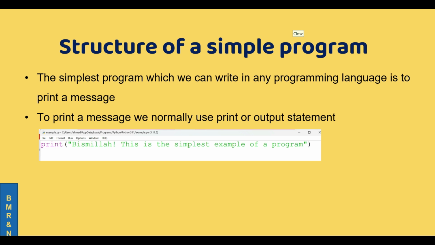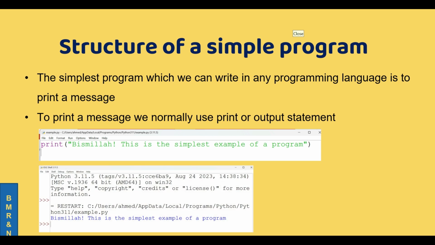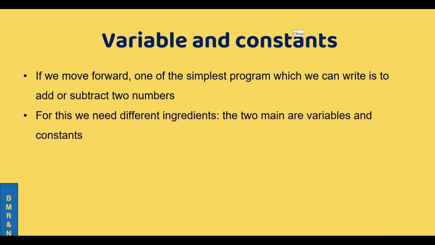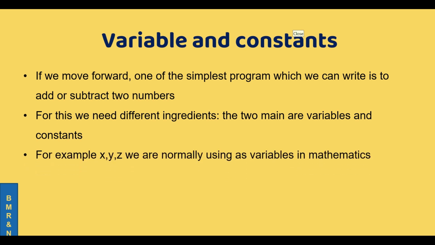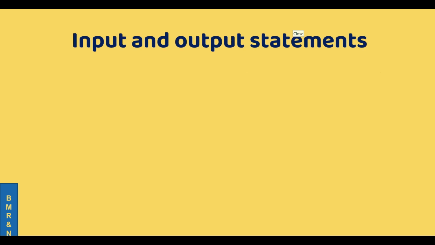So I have written the word print, and after that, whatever I want to print, I have written in double quotes. This is the simplest example of a program. And when I have run this program, you can see this is the output. If we move forward, one of the simplest programs which we can write is to add or subtract two numbers. For this, we need different ingredients. The two main are variables and constants. For example, x, y, z we normally use as variables in mathematics. 10, 20, 30 we normally use as constants in mathematics.